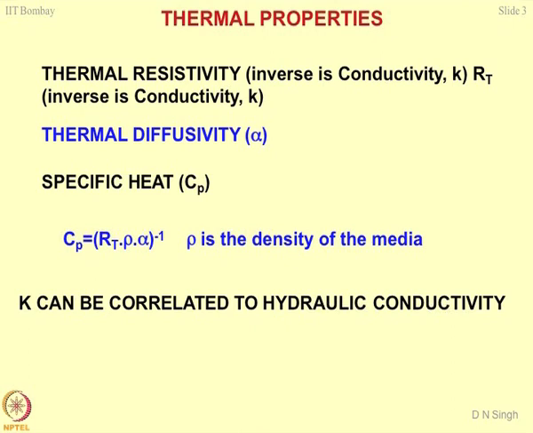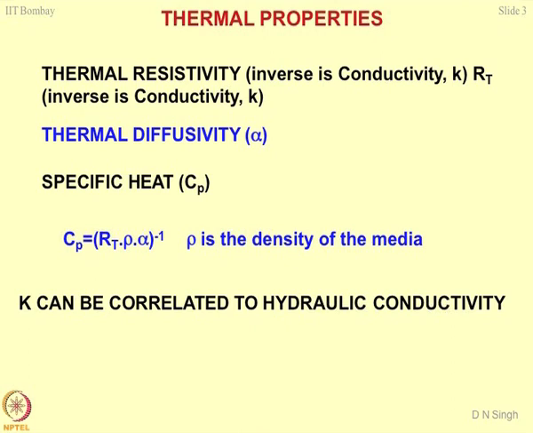The third parameter is specific heat, denoted as Cp, which is the heat storing capacity of the system. Now let me ask you a question. Can you correlate thermal resistivity with some very well known geotechnical engineering parameter, or for that matter thermal diffusivity and specific heat? Is the specific heat of water very high or very less? Is it your guess, or are you sure about it? Why is it so high? Your logic is not correct, but the answer is correct. So the heat capacity of water is high, and normally it is 1 unity.